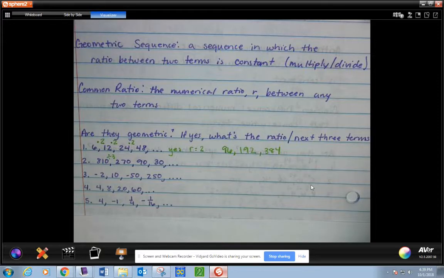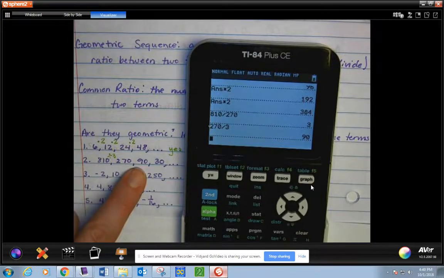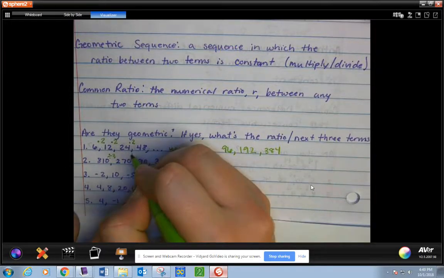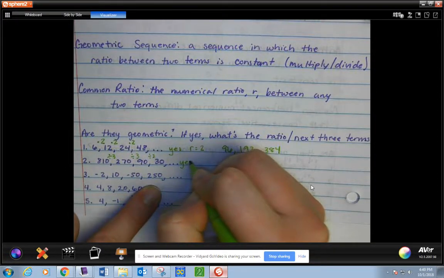Okay, so now I just need to check to make sure I'm dividing by 3 the whole time. So I'm going to take 270 and divide by 3, which gives me 90. I'm going to do 90 divided by 3, which gives me 30. So yes, I am dividing by 3 every single time. So yes, this is geometric.